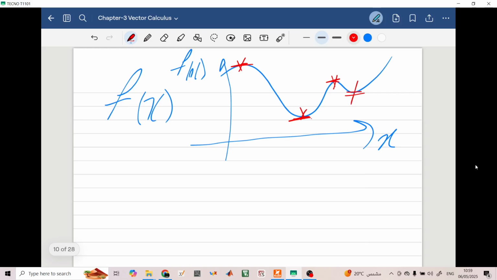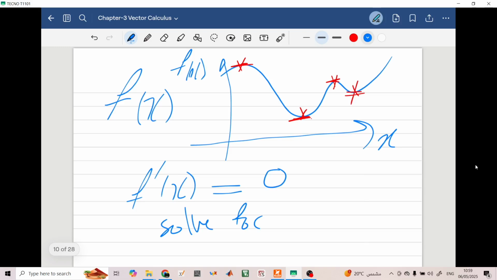Okay, how do we find those values? Simply we take the derivative with respect to x, and equate it to 0 and solve for x. Those values of x, let's say this is x0, this is x1, this is x2, and so on, right?